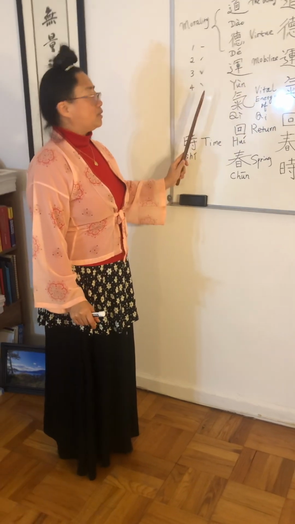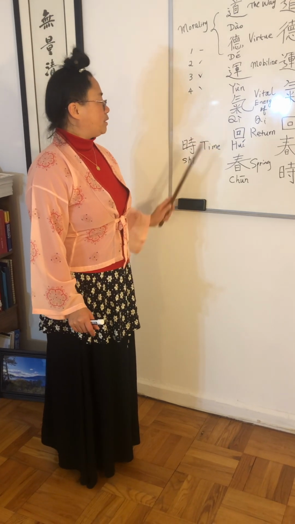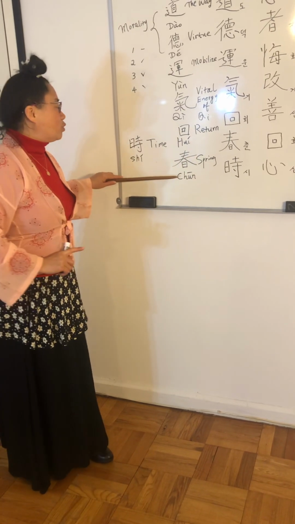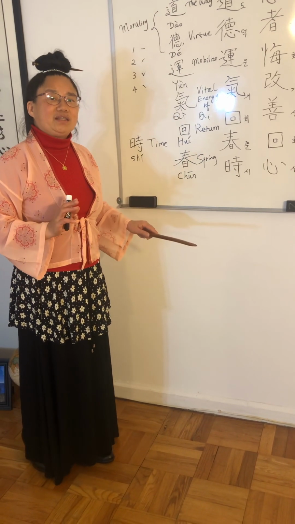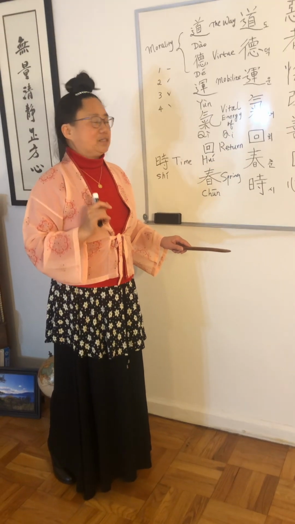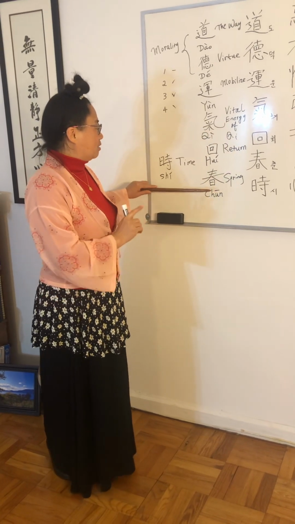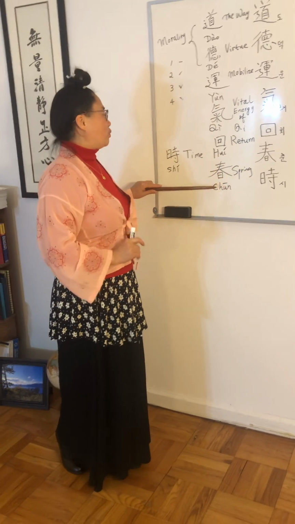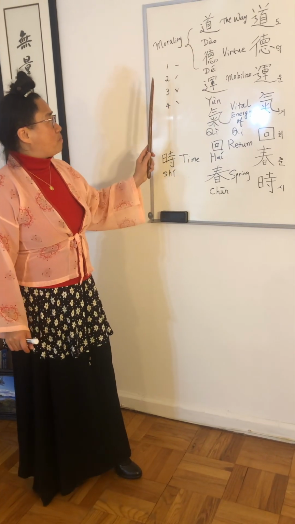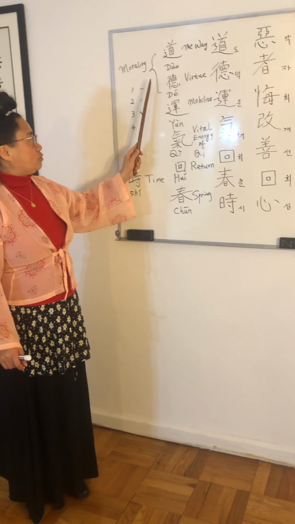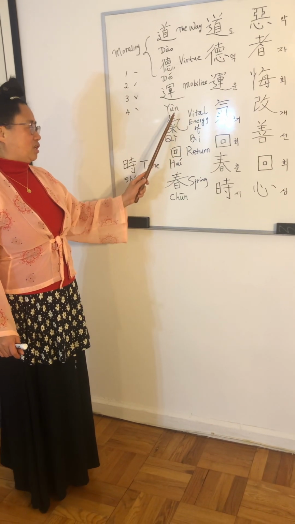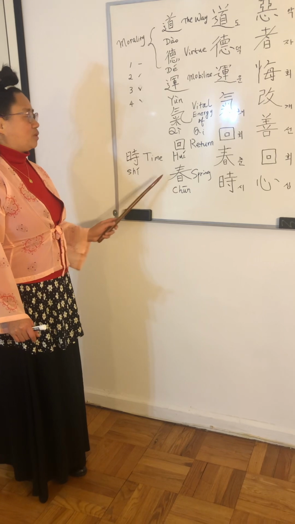Correct. Remember, this is not 蠢, it is 春. If you say 蠢, that sound actually means ignorance. So never make a mistake of the sound, the tone. 春, spring. 道德运气回春时: when the way of virtue mobilizes the vital energy of qi, a new spring will return.